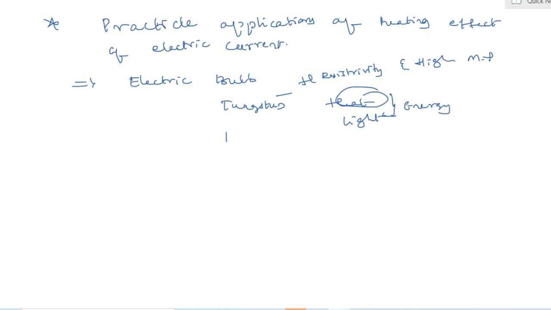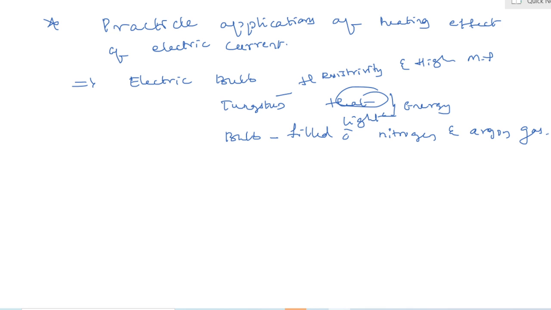Yes, the bulb is filled with inactive nitrogen and argon gas. Nitrogen and argon gas. Yes, my dear students, see here.